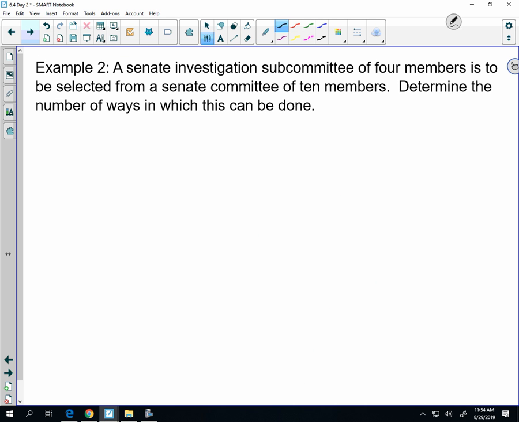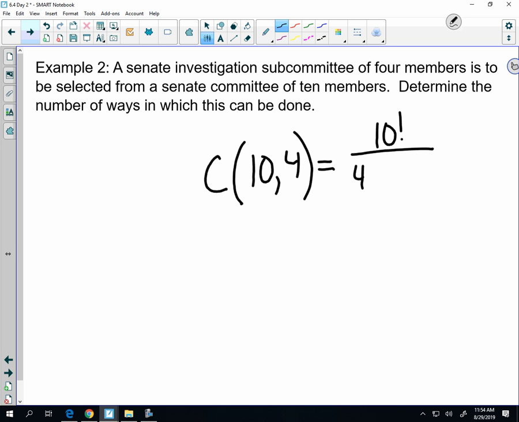Okay, so does order matter? Does order not matter? So look at this example. It says a Senate investigation subcommittee of 4 members is to be selected from a Senate committee of 10 members. Determine the number of ways in which this can be done. So again, you have to think about, does order matter? Is it a permutation, or does order not matter? Since it's just a group and no one is president or vice president, this would be a combination. So we're going to do a combination of how many total members we're choosing from, 10, and we want 4 as our subcommittee. Using the formula, we would do 10 factorial over 4 factorial times (10 minus 4) factorial, so that would give me 6 factorial.